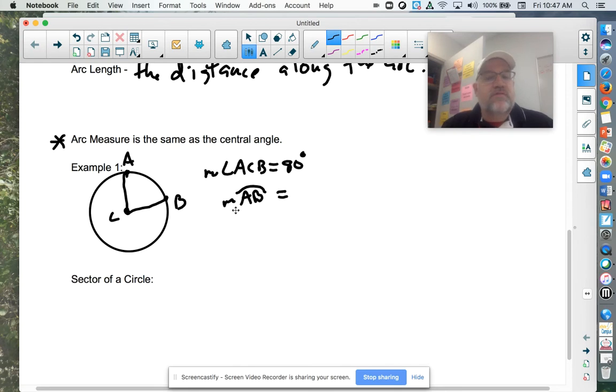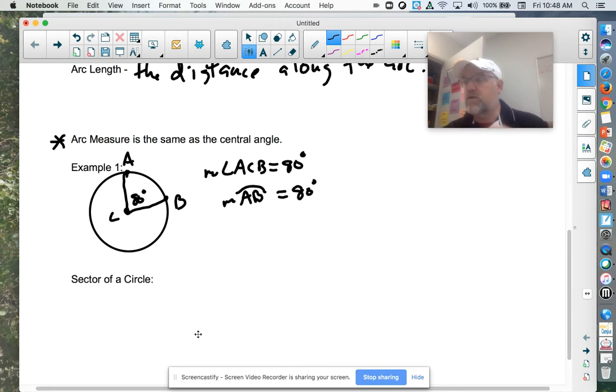If I know that this is 80 degrees, what is the arc measure? It's the same. Okay, so that's it. It's that easy. Sometimes people in math say, "Well, I thought it was supposed to be hard." This is not hard. This is plug that sucker in. If it's 80, then the arc measure is the same 80 degrees. That's simple. It's knowing that relationship that's important.